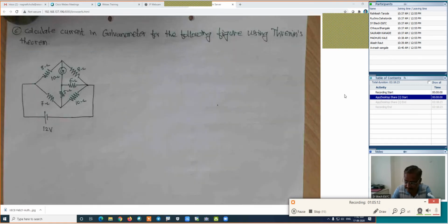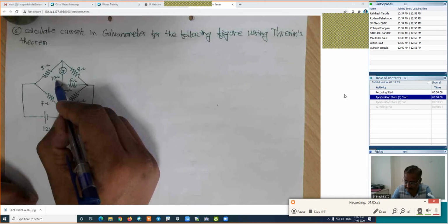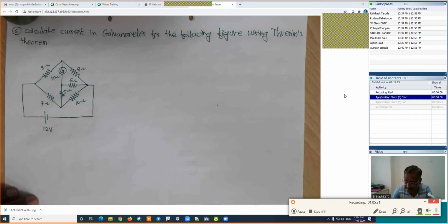In this case, calculate the current in the galvanometer for the figure shown below using the Thevenin theorem. Where is the galvanometer? This is the galvanometer, and its resistance is given as 10. Our first step is to remove the load resistance and redraw the same circuit.